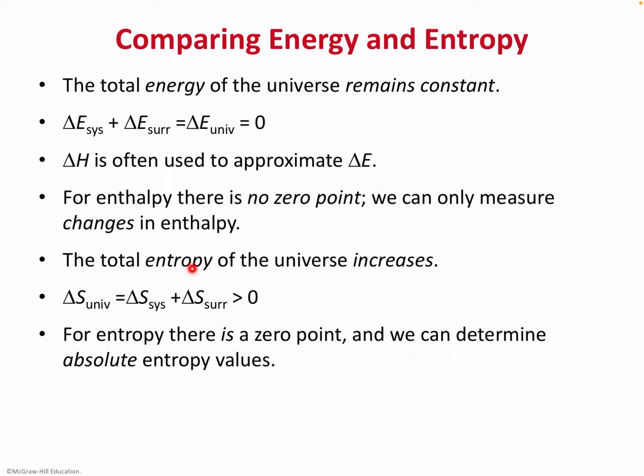The total entropy of the universe increases. Delta S universe, which is delta S system plus delta S surroundings, is going to be greater than 0. So when we are comparing energy and entropy, delta S increases in the universe, whereas delta E is a constant. For entropy, there is a 0 point, and we can determine absolute entropy values. For enthalpy, there is no 0 point.